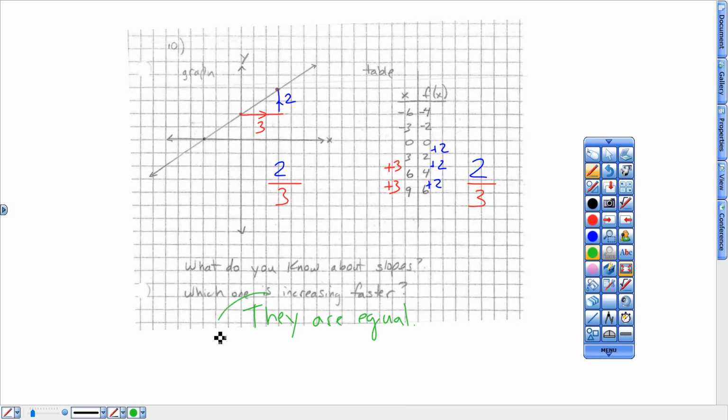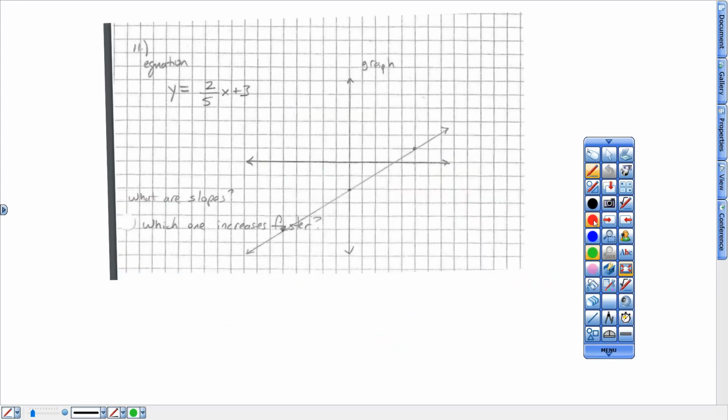They're not even equivalent. Equivalent would be something like 4/6. Those are equivalent because they have different numbers but the same value. But these two, since these are exactly the same, we call them equal. They have equal slopes. All right, moving on. This one has a slope of 2/5.